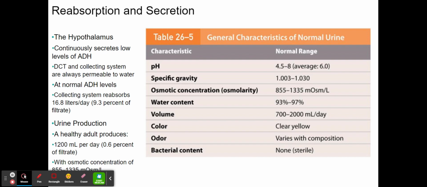At normal ADH levels, the collecting system reabsorbs about 16.8 liters per day, or about 9.3% of the original volume of the filtrate. A healthy adult typically produces about 1,200 milliliters of urine per day. Its osmotic concentration range is roughly 855 to 1,355 milliosmoles per liter.